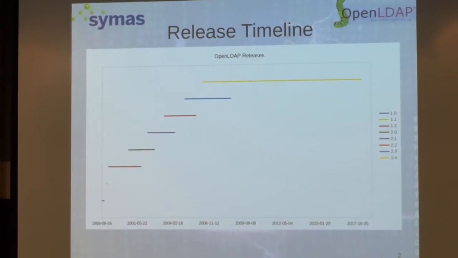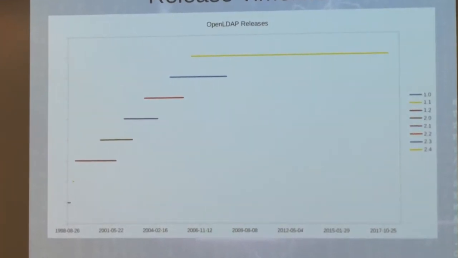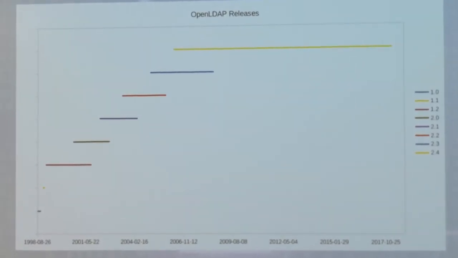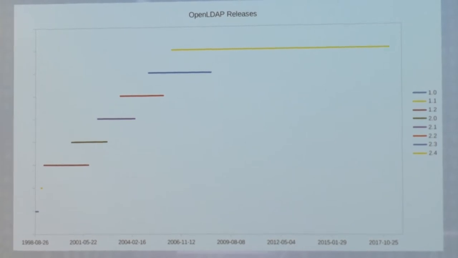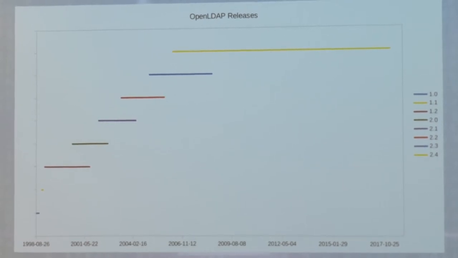I would have to say this is Symas's fault. The Symas customers are kind of allergic to upgrading to new version numbers, but at the same time, they wanted new features all the time. So we kept on cramming new features into the 2.4 release and claiming it was still 2.4, even though huge amounts were changing under the covers, but there we are.